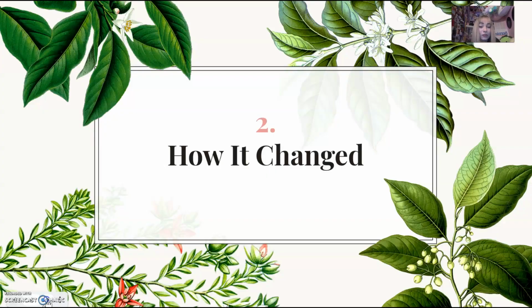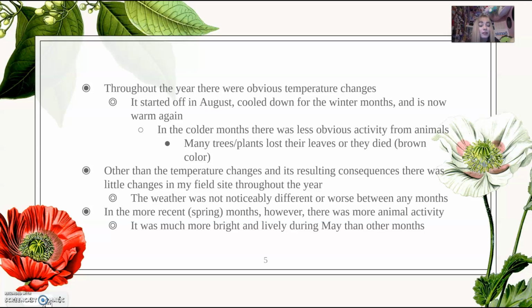Now, how it changed throughout the year. Throughout the year, there were obvious temperature changes with the different seasons. It started off in August. It was pretty warm. It cooled down for the winter months, and now it's warm again in May for the spring. In the colder months, there was less obvious activity from animals, and many of the trees and plants lost their leaves or they died, which was obvious through the brown color.